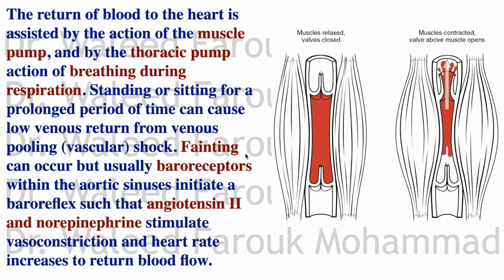Now, because the veins are not resistance vessels, the smooth muscle layer is thinner than that of the arteries, so it depends on the surrounding pressures to pump blood inside them. For example, there is the muscle pump. The surrounding muscles aid in the pumping of the blood in the veins.